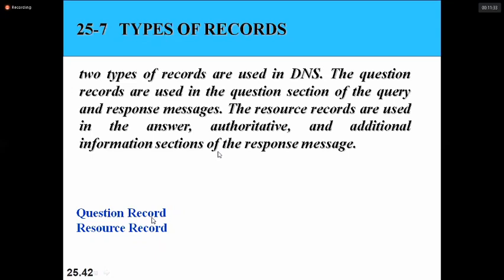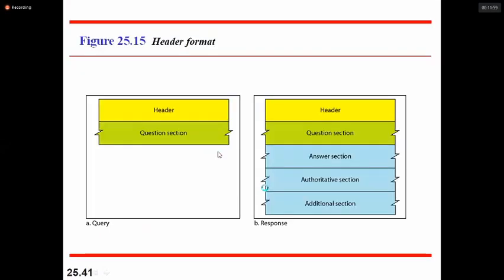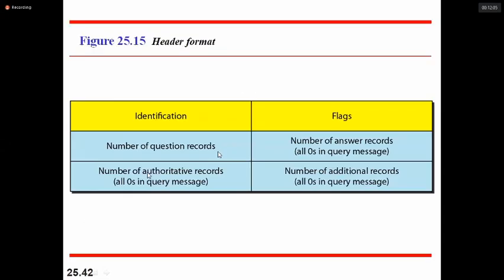We'll not go in depth of all these things. So the DNS maintains two types of records. One is the question records, used for the question section of the query as well as the response, and the resource records are used in the answer, authoritative and additional information sections of the response. So the DNS maintains two records, one is the question and one is the resource. Resource records are mainly maintained in the response, and question records are mainly maintained in the question section.